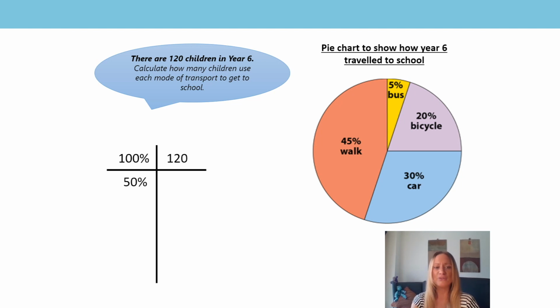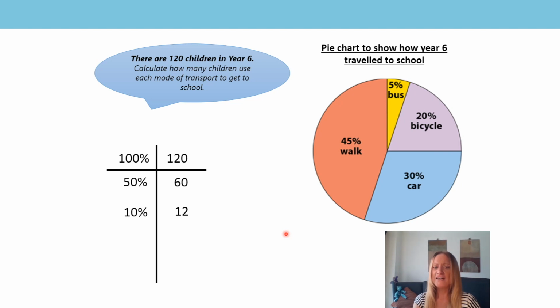So let's find 50%. So I know that's just a half. I'm dividing by 2, so it's 60. Easy peasy. And it might be helpful if I find 10%, because 10% is really useful, because I've got multiples of 10% over here, haven't I? So finding 10% would be good. So that's 10 hundredths, which is 1/10 of 120. So I divide by 10, so that would be 12.